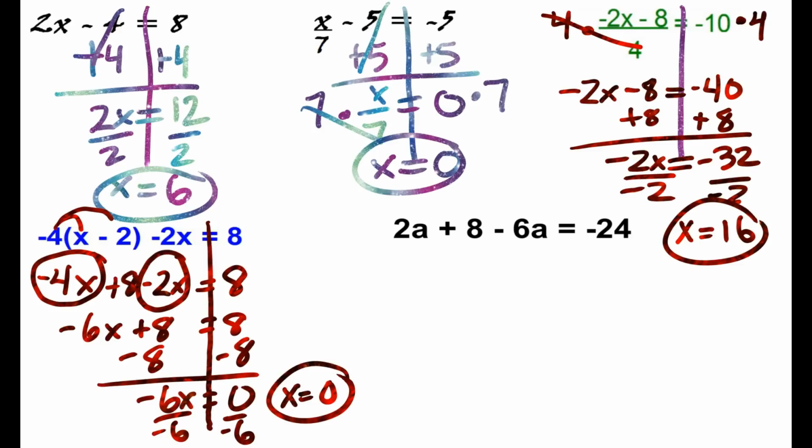All right, let's make sure I did this right. Negative 6x, yep. Plus 8, subtract 8. Yep, that's it. I can always check. If I put 0 there, 0 minus 2 is a negative, times, yep, negative 8. Negative 4 times negative 2 is a positive 8. And then that's 0. 8 is equal to 8. That works. All right, I did it right.